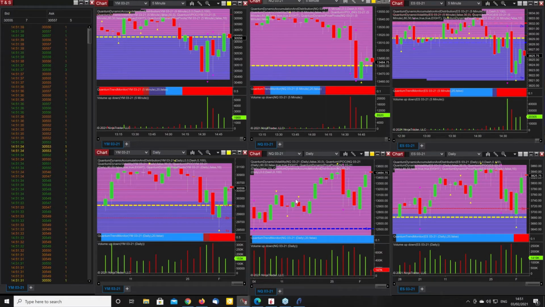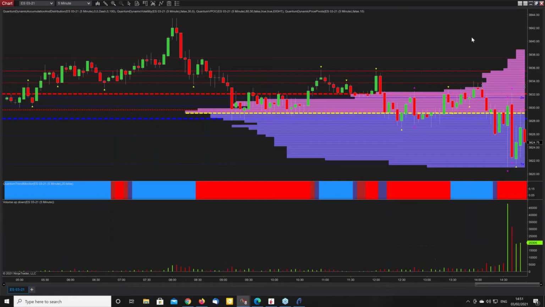The VPOC is very much in evidence on the 5 minute time frame. It's in evidence here, it's in evidence here, and it's in evidence here. So wherever you look, it's no great surprise. You've got volatility up and down. You're trading around a particular point.